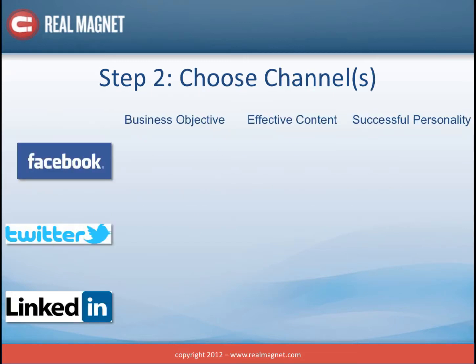Now we're going to talk about choosing the channels for your social programs. And what we're going to do here is start with business objectives. What is it you hope to get done? And then we'll talk about which channels, which of these sites, Facebook, Twitter, and LinkedIn, which are the three main ones that we're going to focus on today, are appropriate for different business objectives.